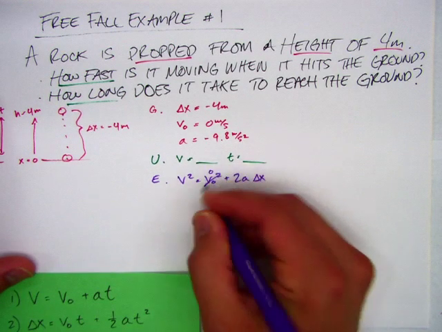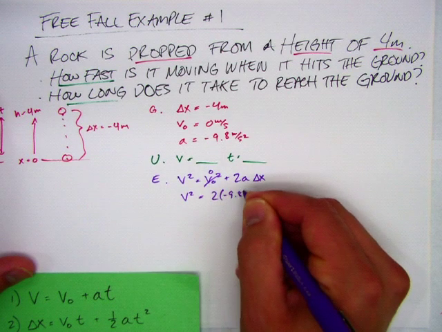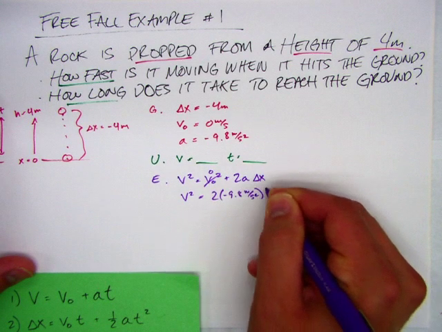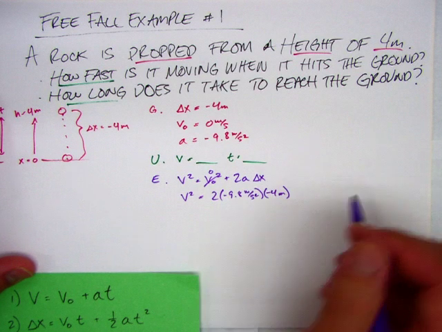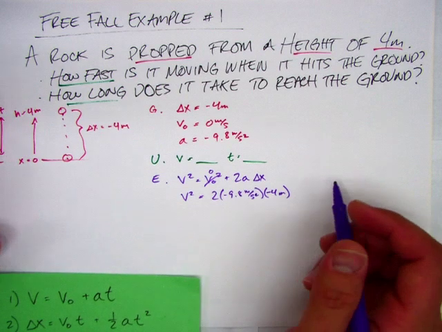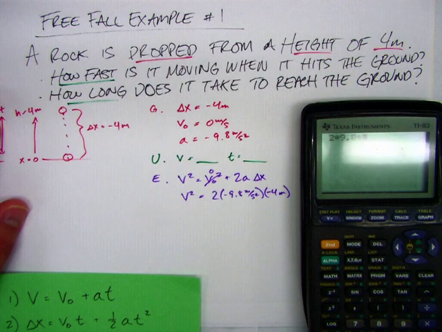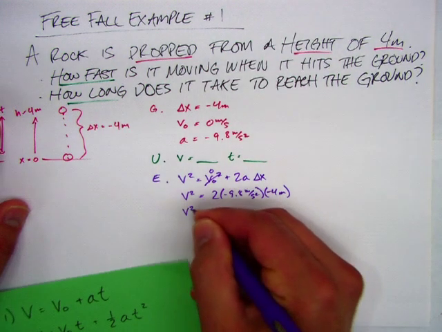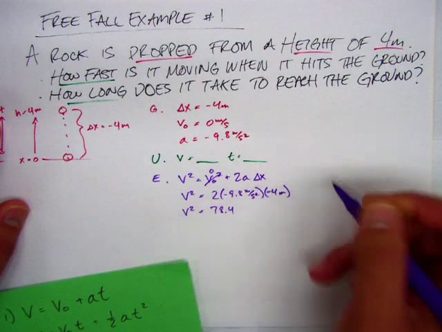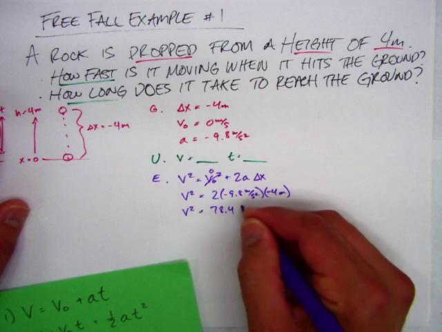This is 0, so it goes away. So 2 times negative 9.8 meters per second squared times delta x, which is negative 4 meters. So 2 times 9.8 times negative 4. And I know the negatives will cancel, 78.4. So v squared equals 78.4. And I have meters squared over second squared. Meters times meters over second squared.